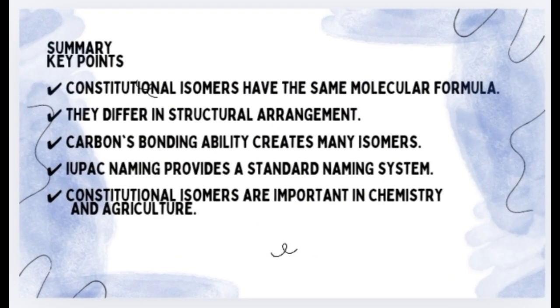And now, to summarize my presentation, constitutional isomers have the same molecular formula but different structural arrangement of atoms because carbon can form four covalent bonds. Many different isomers can exist. We also learned that IUPAC naming provides a standard way of naming these compounds correctly. Lastly, constitutional isomers are very important not only in chemistry but also in agriculture because they have many practical applications.